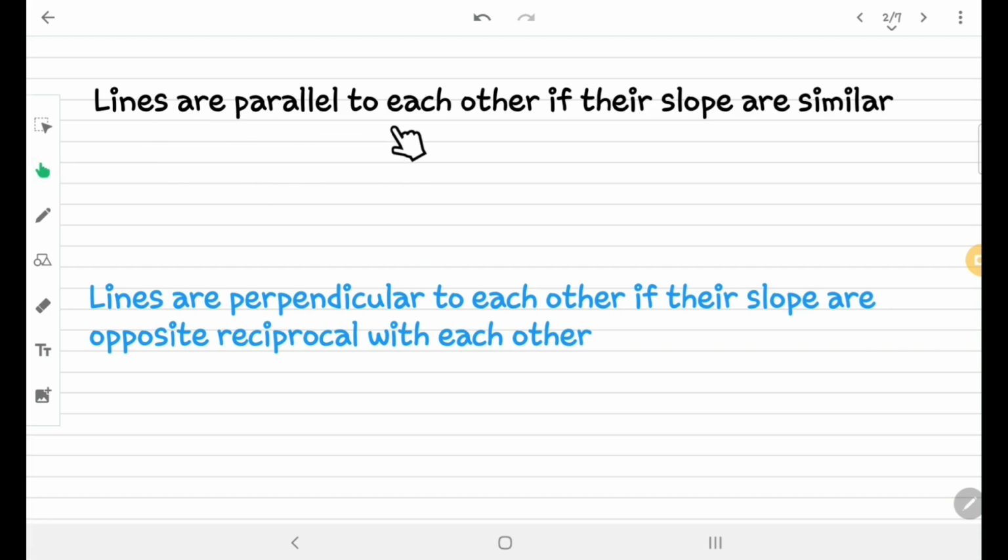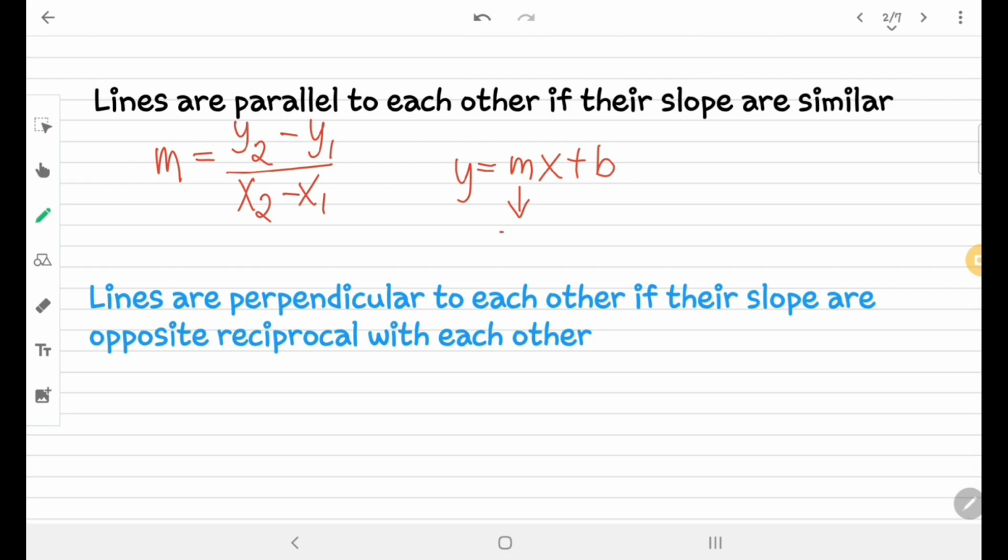So, lines are parallel to each other if their slopes are similar. By the way, pag sinabi natin slope, it is m. Kung ordered pair siya, may susolve siya using this formula. Malalaman natin yung slope. Or, isulat natin yung equation in the form of y equals mx plus b, where m is the slope. So, these are the two ways to find the slope. Depende kung ano yung given. Kung equation yung given, isusulat natin on this way to find the slope. Ito naman kapag ordered pair yung given.